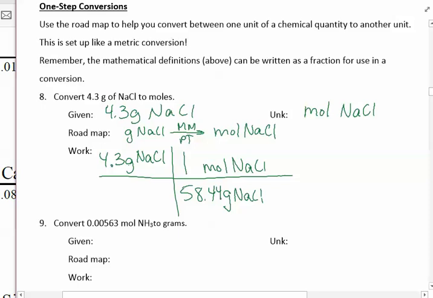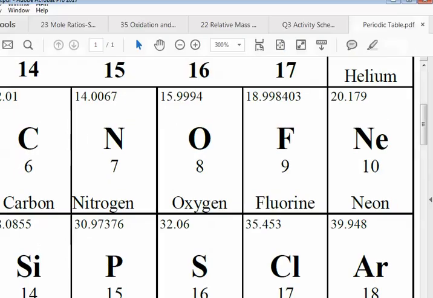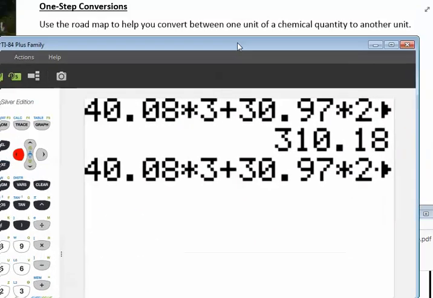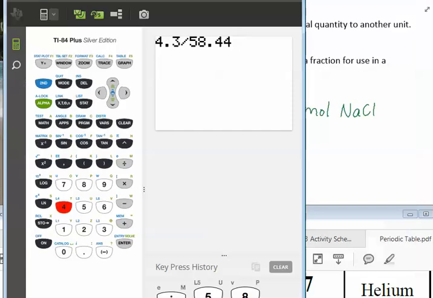and that will give us 58.44 grams. So notice that grams per mole is the unit for the molar mass, and we have both of those units here, grams and mole. So now we're able to solve. Because our number is on the bottom, we're going to divide it. So let me pull up my calculator. So we're going to take 4.3 divided by 58.44, and that gives us our answer.